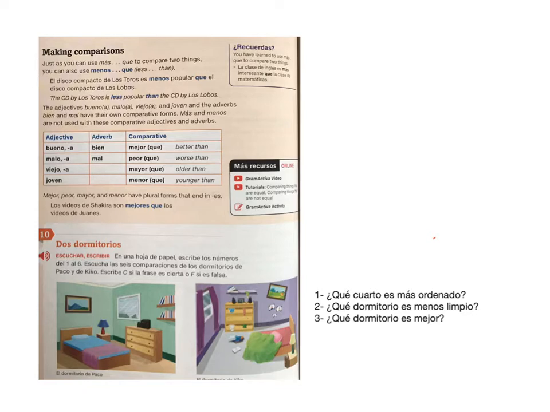At the top, it says, just as you can use más que to compare two things, you can also use menos que. So in comparisons, más que means more than. We used that with me gusta in the past. Me gusta más, I like this more than something else. And menos que means less than.